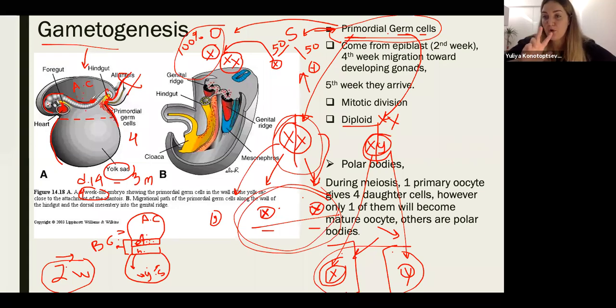3 numbers are important for PGCs. 2nd week, they arise from epiblast. 4th week, they are at the posterior wall of the yolk sac. 5th week, they are reaching the gonads. Is it clear?